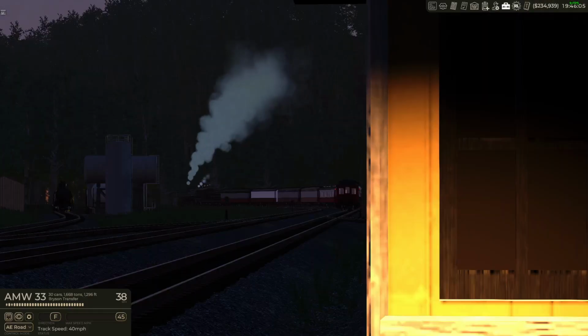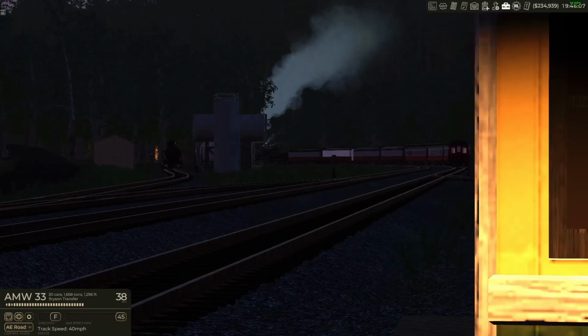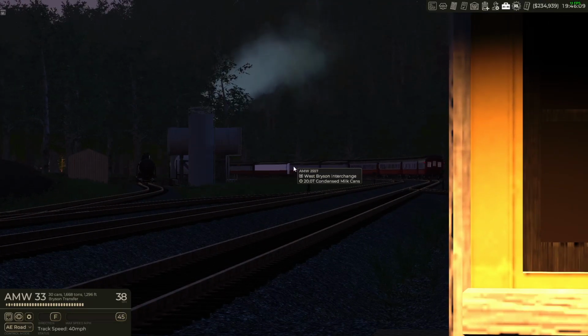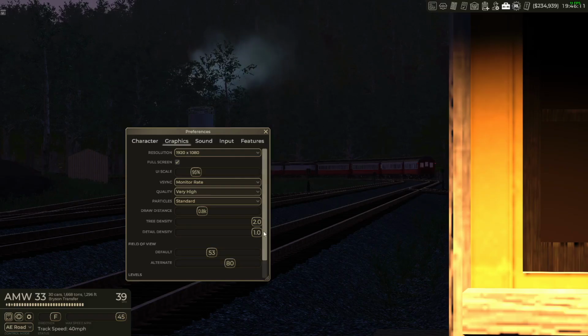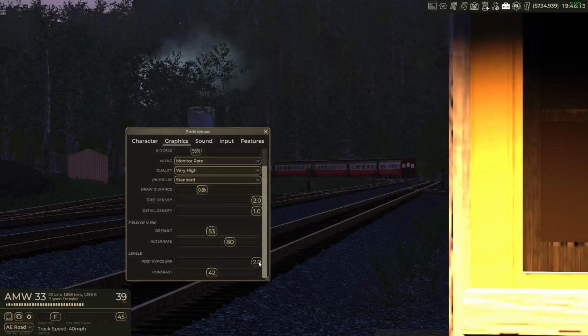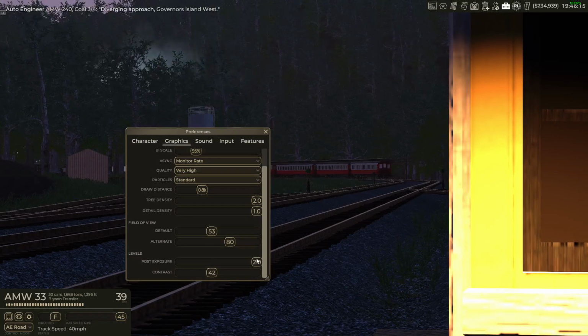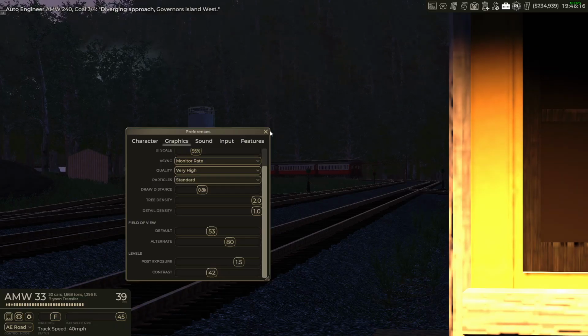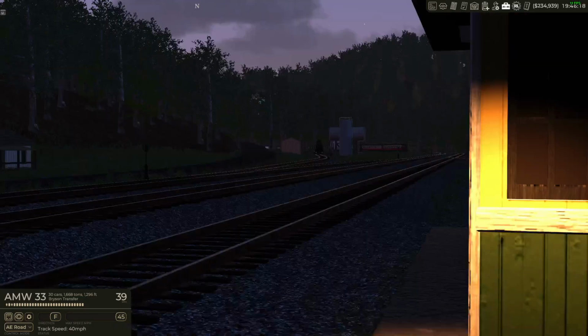They want to bump up your saturation a little bit more, or not saturation. You know what I mean? That. Just a hair. Yep, perfect. Cool. It looks very good.